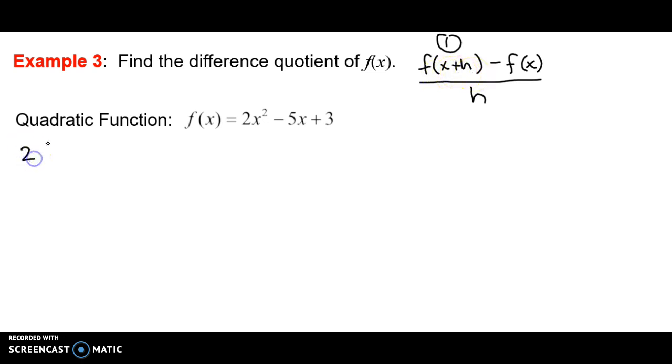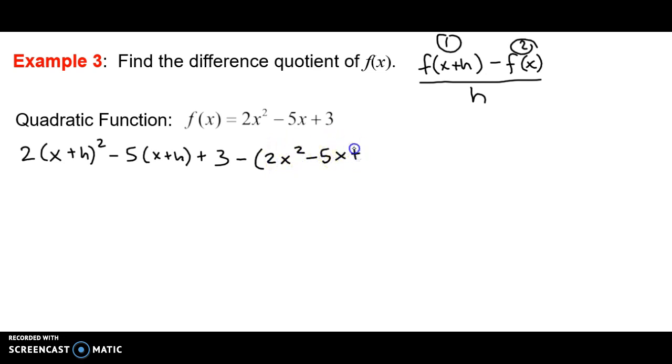So I have 2 times x plus h squared minus 5 times x plus h plus 3. That takes care of the first part. The second part is just putting in the equation of f of x. So minus, don't forget your parentheses, 2x squared minus 5x plus 3. And then the last part is just dividing all of this by h.